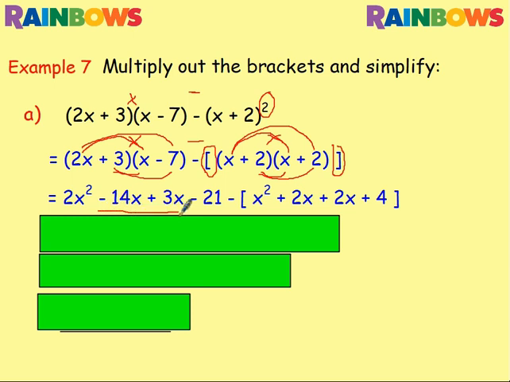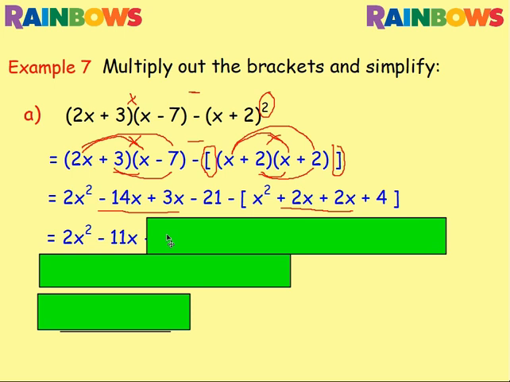Here, I've got to take away 14x, add 3x, and in these brackets, I've got 2x, add 2x. So 2x squared, keeping that as it is. Take away 14x, add 3x is take away 11x, because negative 14 add 3 is negative 11. If you're at negative 14, you go up 3, you're going closer towards 0 in the positive numbers. Negative 21 stays as it is.